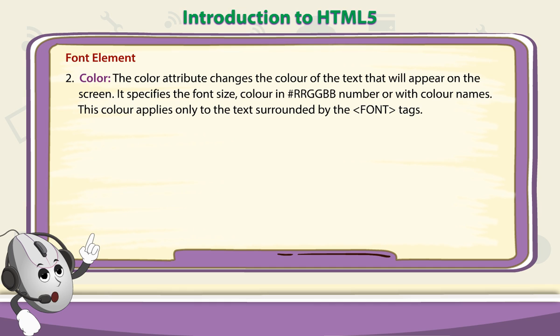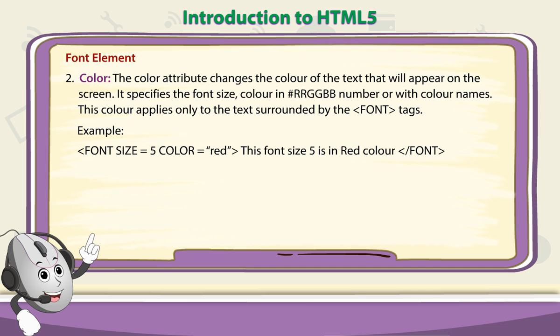2. Color. The color attribute changes the color of the text that will appear on the screen. It specifies the font color in #RRGGBB number or with color names. This color applies only to the text surrounded by the font tags. Example, font size equal to 5, color equal to red. This font size 5 is in red color, /font.